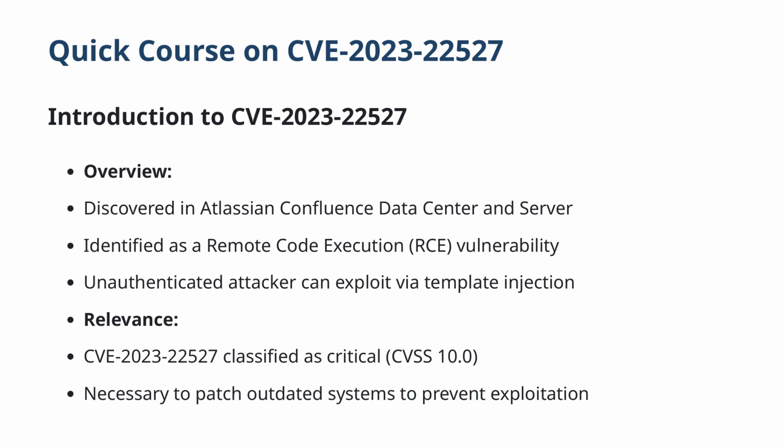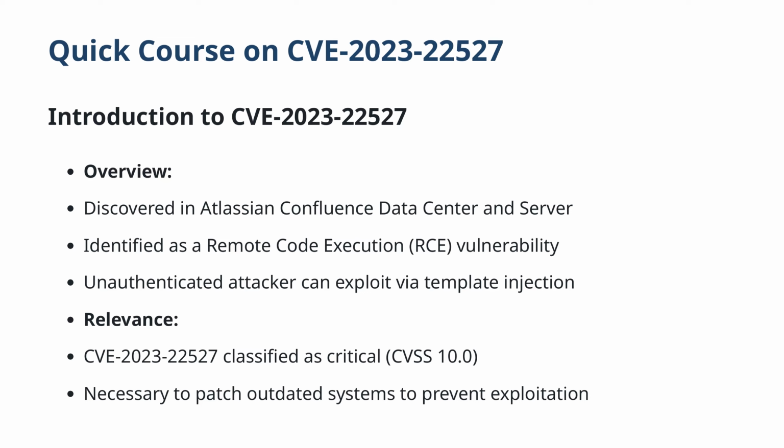In this course, we'll dive into CVE-2023-22527, a critical vulnerability discovered in Atlassian Confluence Data Center and Server. Identified as a remote code execution (RCE) vulnerability, it allows an unauthenticated attacker to exploit the system via template injection.